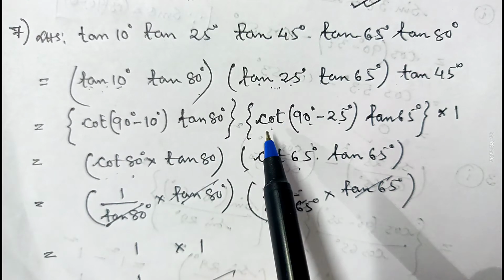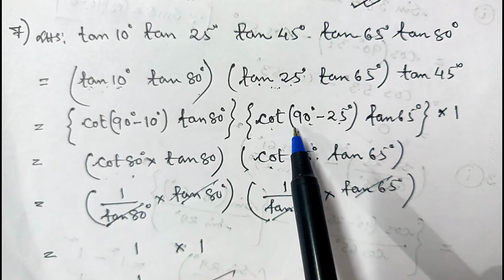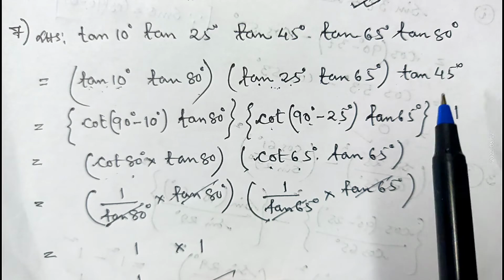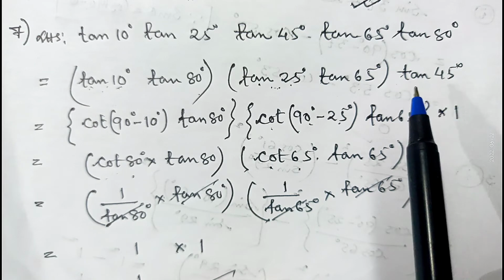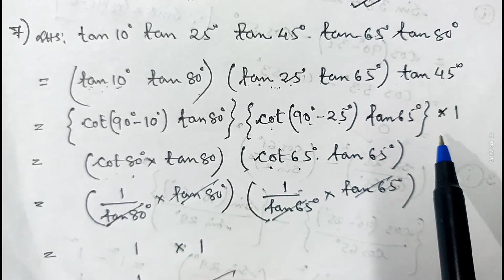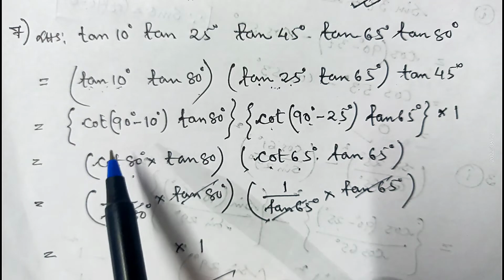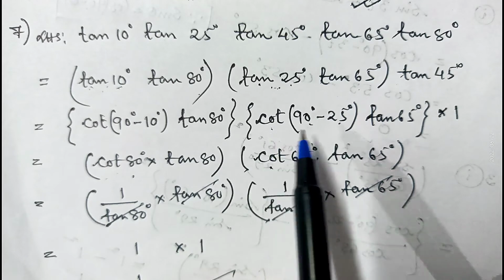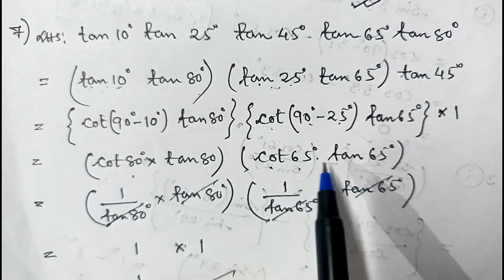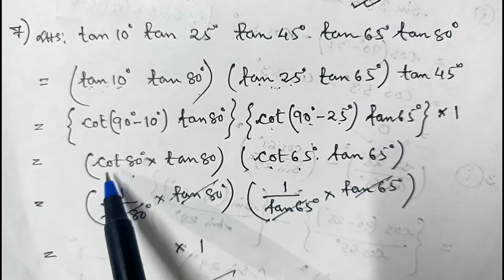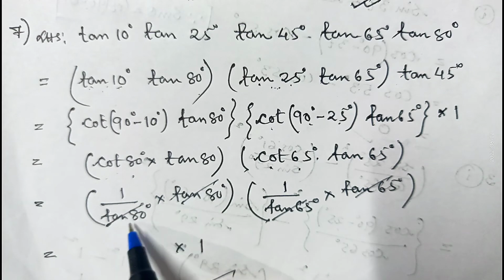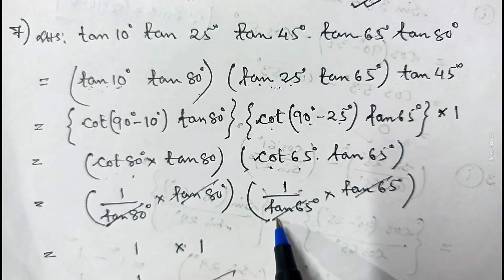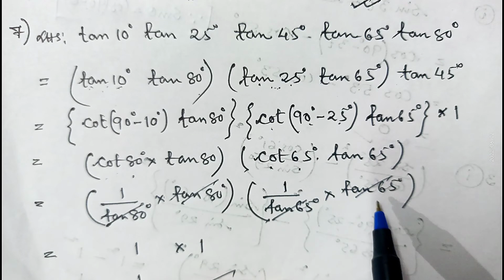Here tan theta is cot of 90 minus theta, so it will be 90 minus 25 into tan 65 into tan 45. We know tan 45 is 1, so here we can write 1. Here it will be cot 90 minus 10 is 80 into tan of 80. Cot of 90 minus 25 is 65 into tan of 65. Cot 80 is 1 by tan 80 into tan of 80. Cot 65 is 1 by tan 65 into tan of 65.